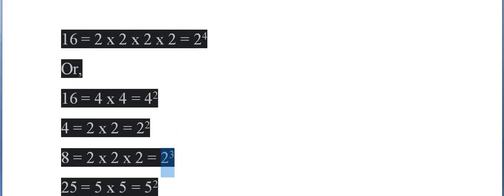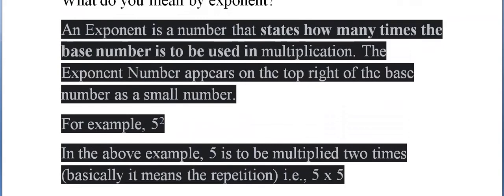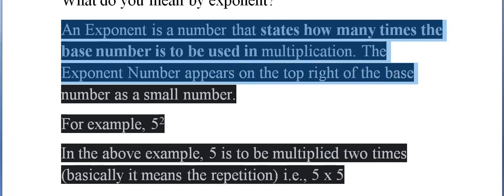So the definition of exponent can be expressed this way: an exponent is a number that states how many times the base number is to be used in multiplication. The exponent number appears on the top right of the base number as a small number. So this is your definition.